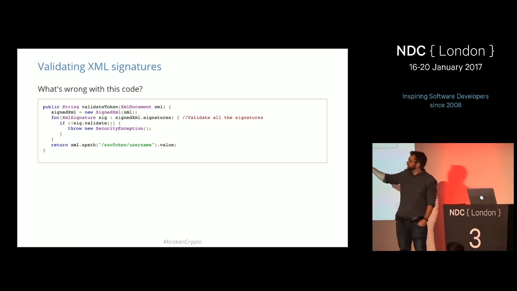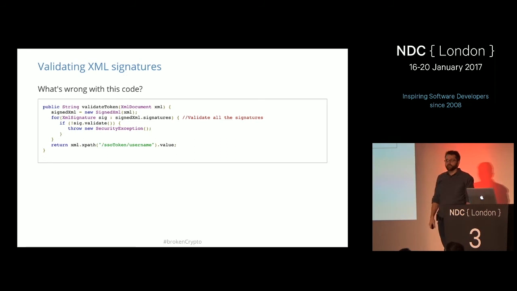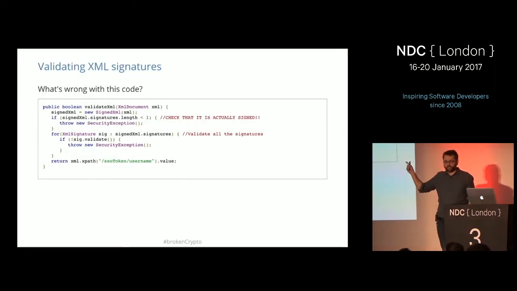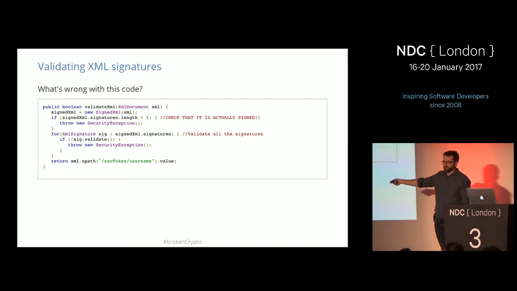The thing here is, it says valid, there's a hint here, validate all the signatures. Yeah, what if there are no signatures? It's going to pass, right? Okay, so we need to be clever. Let's check that it's actually signed and validate all the signatures. And then we're going to grab the username from this XML that we had. But this is wrong as well.